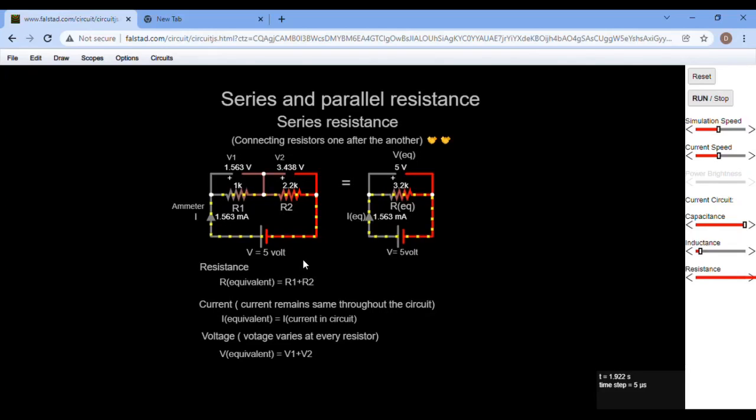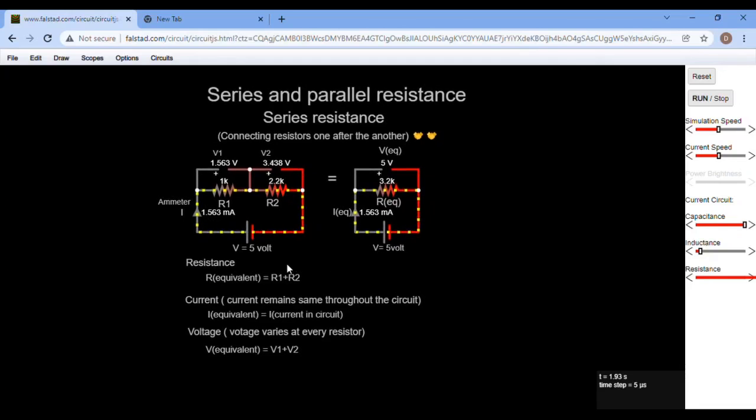That is, these two resistances we can convert into one resistor. How? That is using this formula. In the series connection, the equivalent resistance R equivalent is equal to R1 plus R2. That is 1K plus 2.2K makes 3.2K. You know it, right? The basic addition of two values. The same thing happens here.